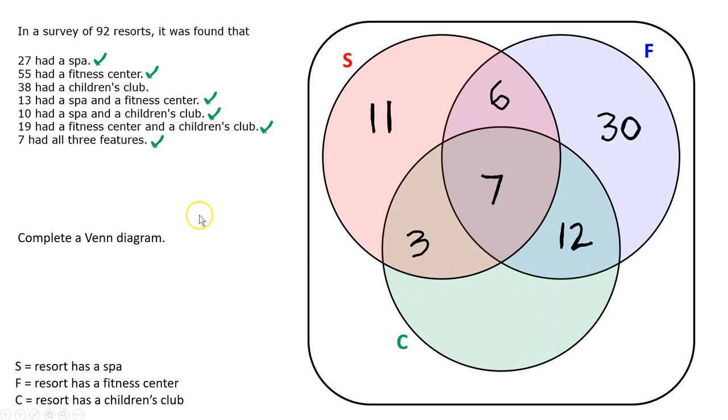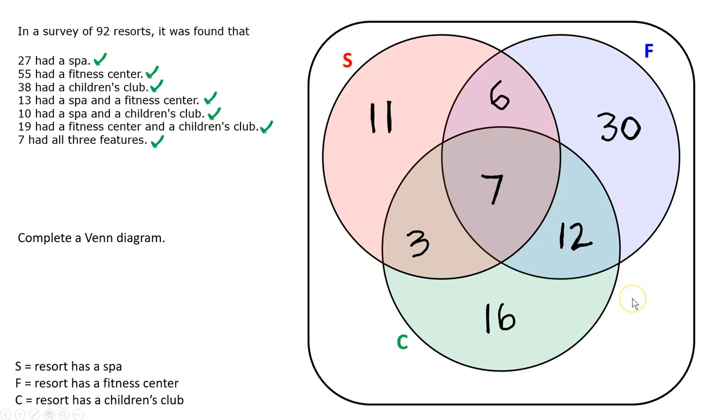Very similarly, we know that there's 38 that had a children's club. So these 3 regions, along with this green region that's only in C, should total 38. And for that to happen, that would have to be 16. Now, there's one other region that students sometimes overlook. These regions are all representing resorts that have at least one of these features. Things on the outside of all these circles are resorts that didn't have any of these features, and I have to see if there are any of those.